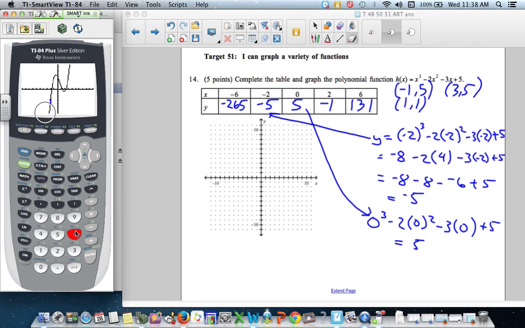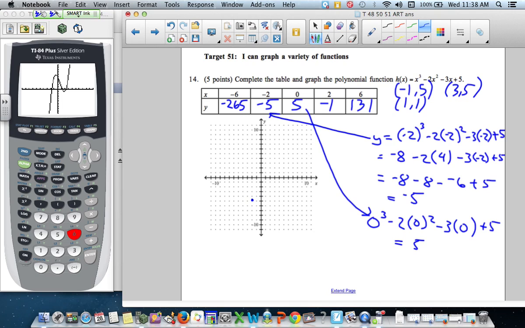So now I'm just going to plot these other points, and the few extras that I put in there. So I have -2, -5. From that point, I know it's just going down really fast. I have 0, 5, 2, -1, and 3, 4, 5, 6, 231. So it's telling me after that it's just going up really fast.